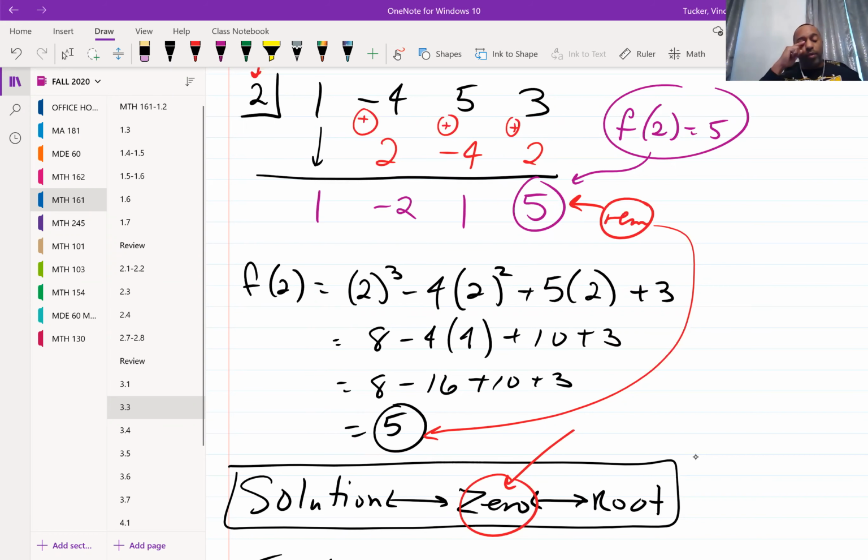All right, so that's one way we would be able to check whether we have solutions or not. Synthetic division, did I get 0 as a remainder? Or, and we've done this practice before, plugging it into the function and getting 0 out.